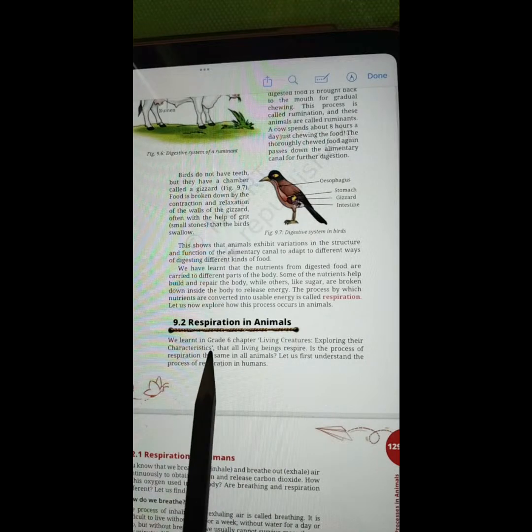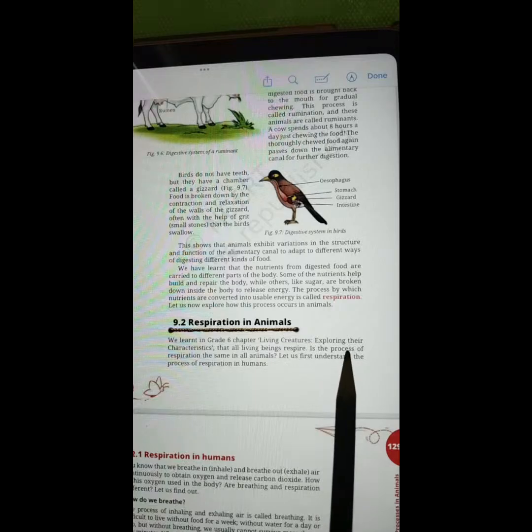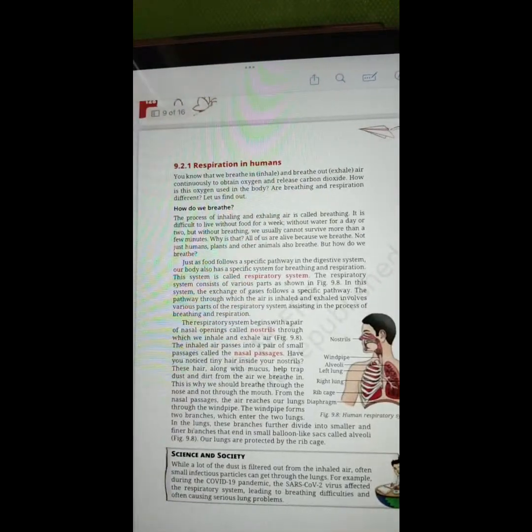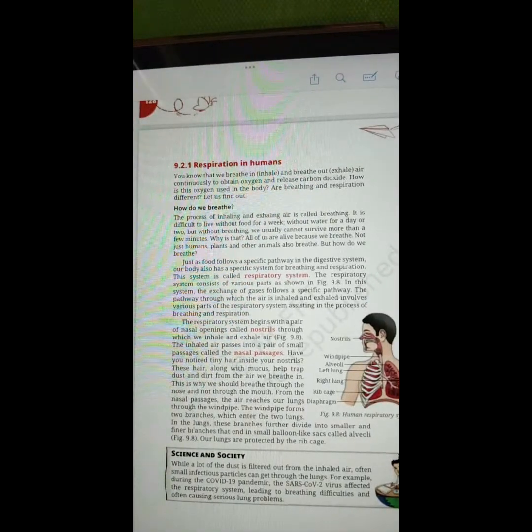Respiration in animals. We learnt in grade 6 chapter Living Creatures, exploring their characteristics, that all living beings respire. Is the process of respiration the same for all animals? Let us first understand the process of respiration in humans. So, students of class 7, similarly in class 10th, you will read a chapter called Life Processes. And in that Life Processes chapter of class 10 science, you will study four organ systems. One will be, of course, the digestive system, then another would be respiratory, then circulatory, and then excretory. So, this chapter is almost the initial chapter to class 10 science.